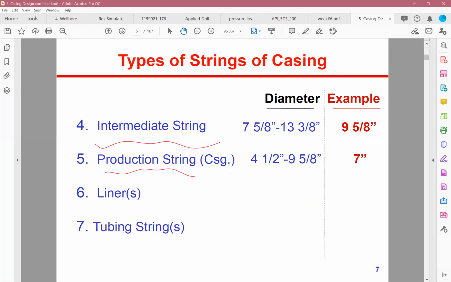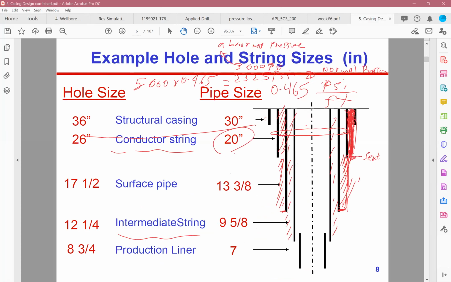So this is the normal size, 7 inches maybe. And liners are another type. Sometimes we use them. Liners don't go all the way to the surface. They are attached to the longest casing that you have used. So if you have intermediate casing as the last casing and you attach a liner which doesn't go all the way to the surface, then this is called the production liner, right? And the production liner again goes all the way to the formation that has oil and gas.